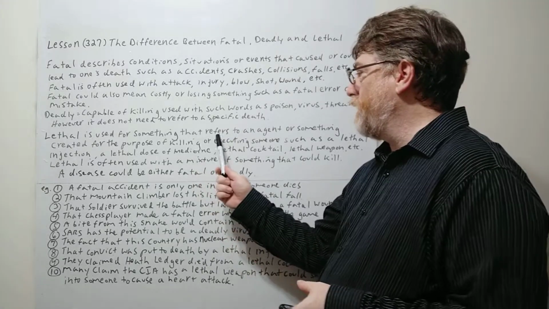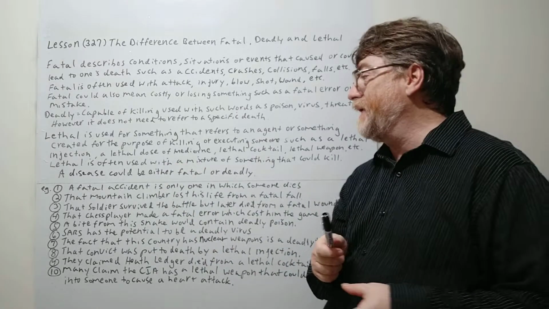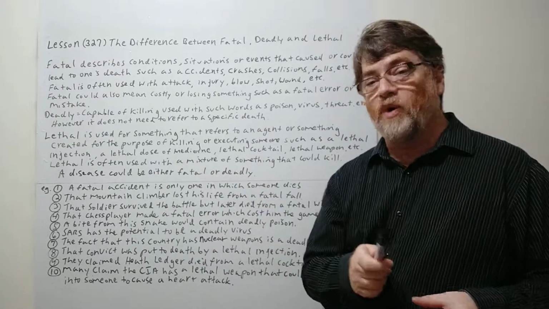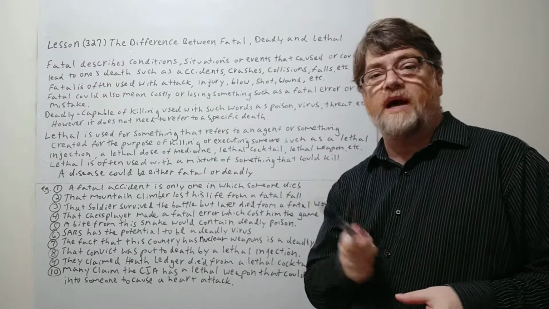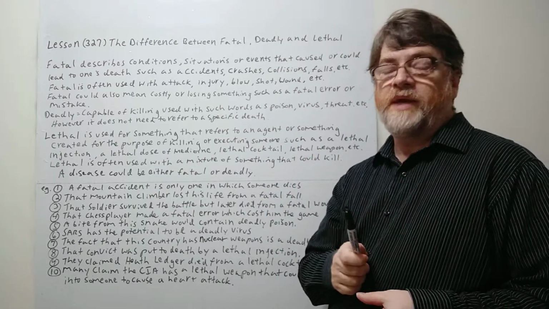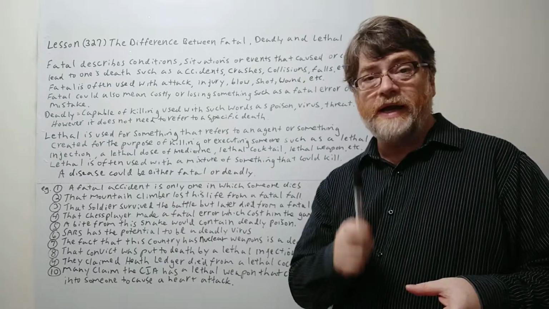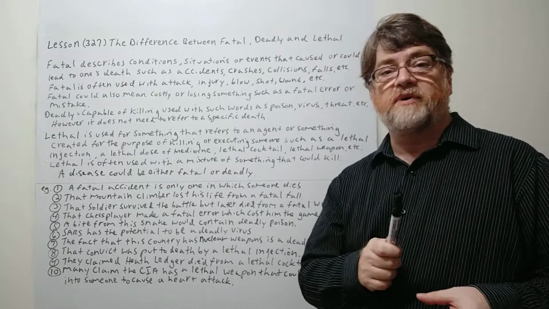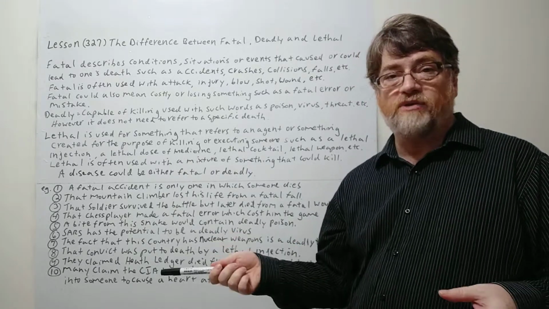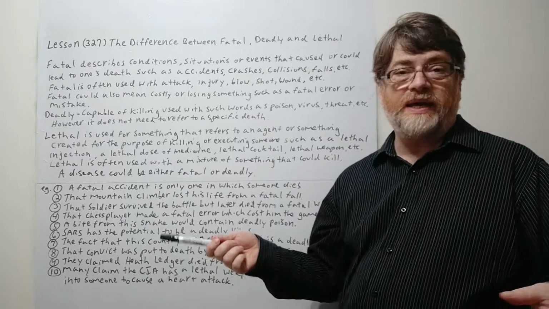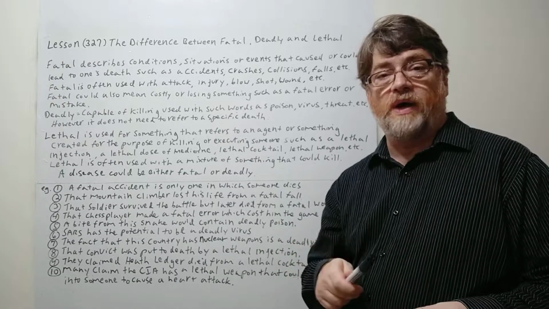So lethal is used with something that refers to an agent or something created for the purpose of killing or executing someone, such as a lethal injection. This is probably one of the most common uses that we use with lethal. In the U.S. today, when someone is going to be put to death or sentenced to death, this is the most common way to kill them. They think this is the most painless. We don't really use the electric chair anymore, or I don't think any states do. And they don't hang them, so this is the most common one.